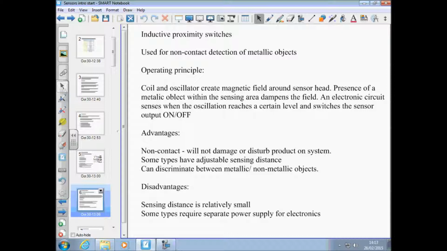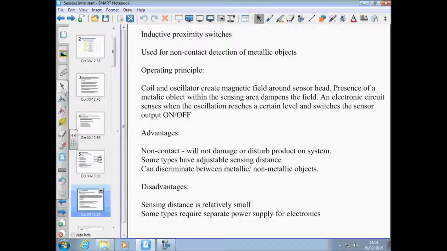Some types have adjustable sensing distance, and they can discriminate between metallic and non-metallic objects. And you've experienced that discrimination when you've done the PLCs, because you had the inductive sensor to sense only metal objects. We used that as a metal detector, didn't we, to chuck out or stop the conveyor if you got a metal product go through. Whereas other sensors will sense metal and plastic.